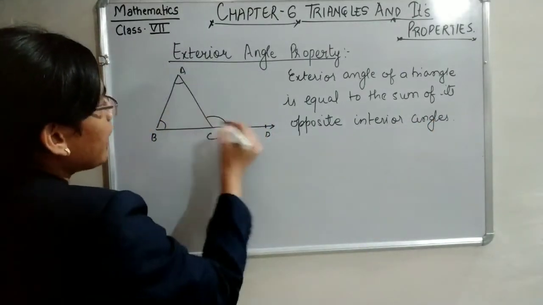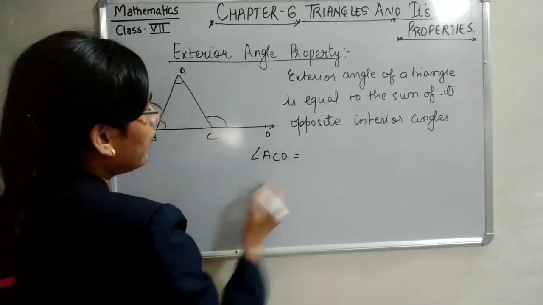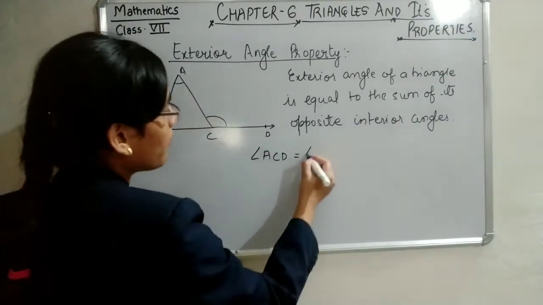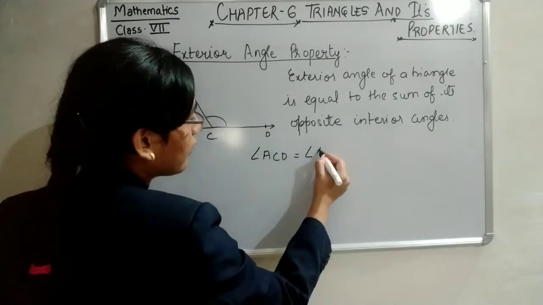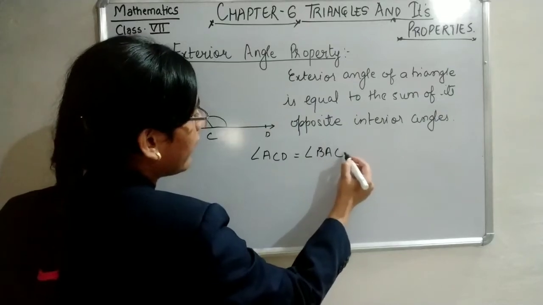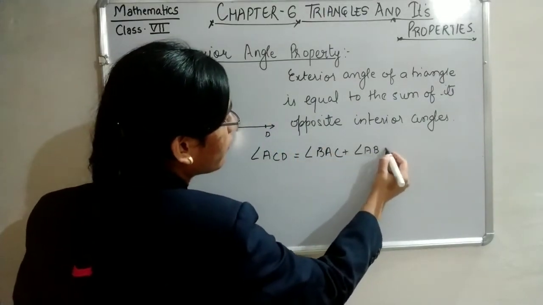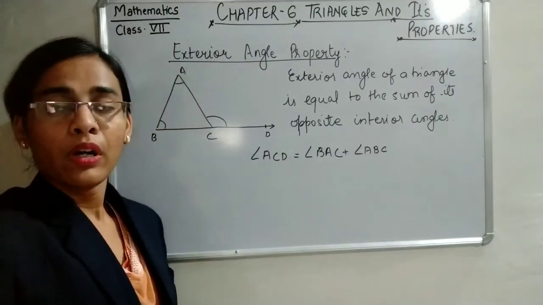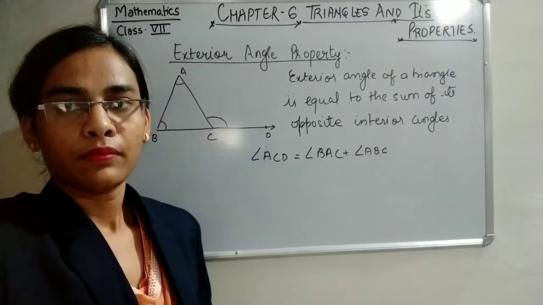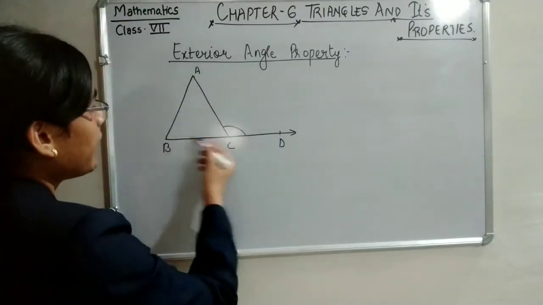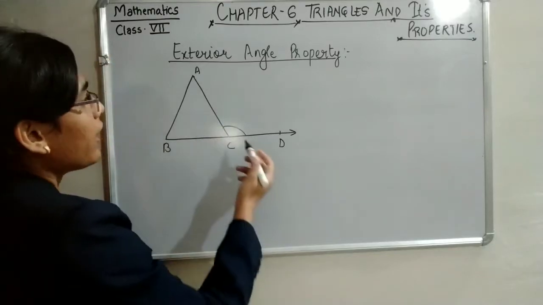Here this angle ACD is the exterior angle of the triangle, which is equal to the sum of its opposite two interior angles, that are angle BAC and angle ABC. Now we will prove how this exterior angle property holds. We have the triangle ABC and ACD is the exterior angle of the given triangle.